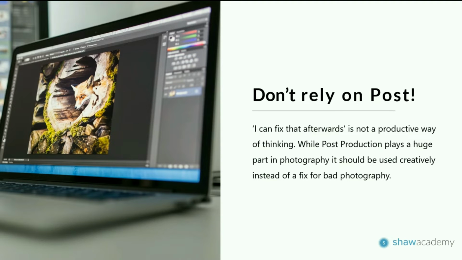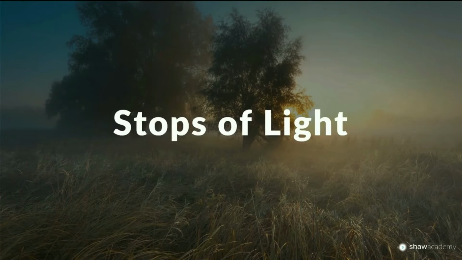So with that in mind, let's talk about stops of light. Stops of light is how we measure light within our cameras. You may have heard this term before, and we're going to demystify exactly what stops of light are in this lesson. And it's a term that I also want you to start using at the end of this lesson as well.